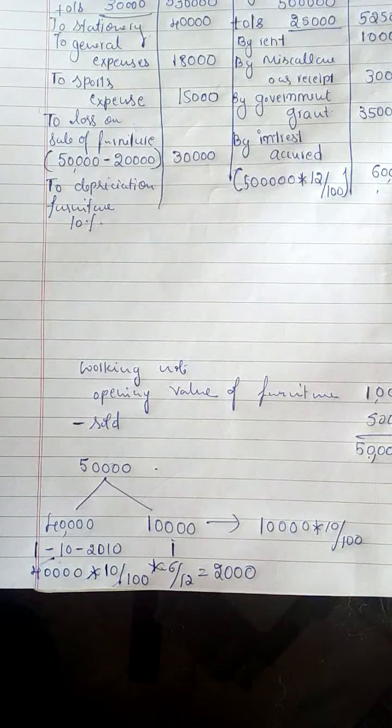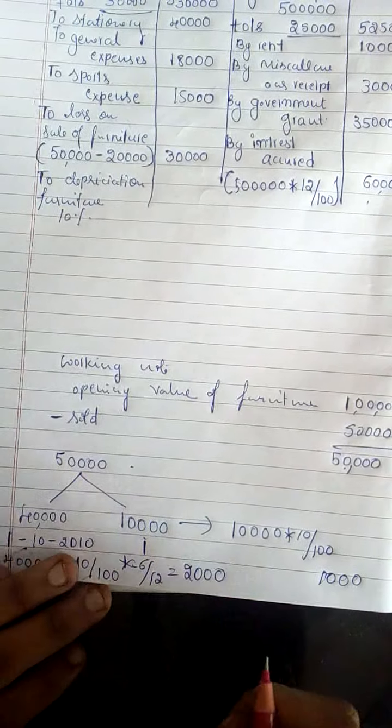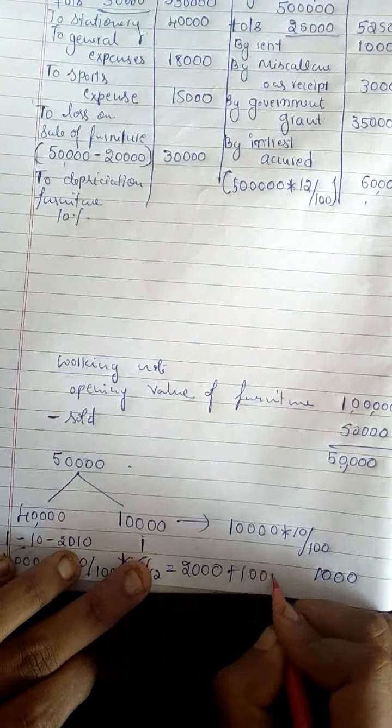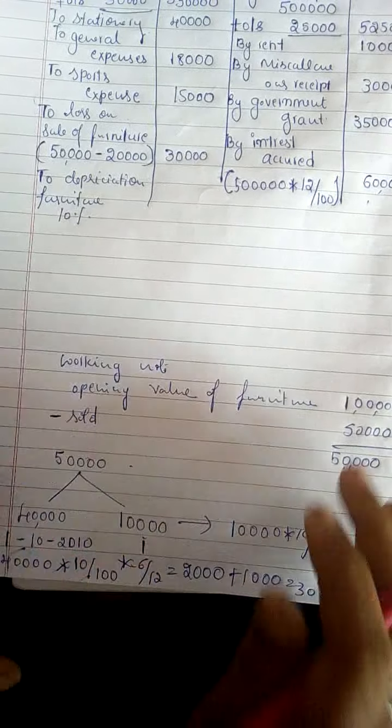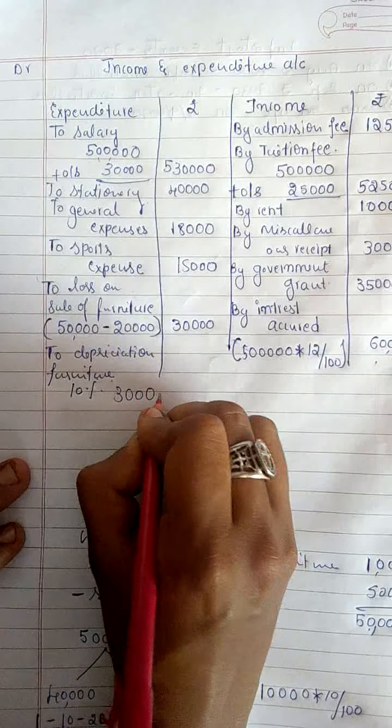And for 10,000, we need to charge 10% depreciation for the full year. So no need to write the month. 10,000 into 10 by 100. Value is 1,000. So total depreciation on furniture is now 2,000 plus 1,000 is equal to 3,000. So write down depreciation on furniture 3,000.